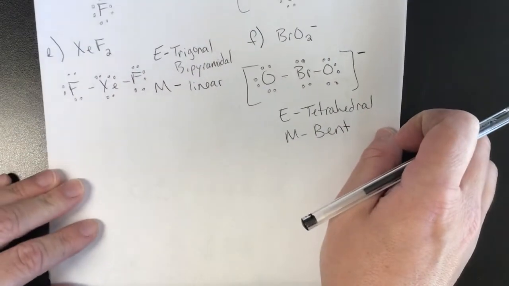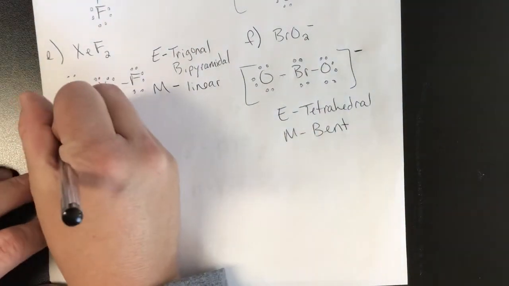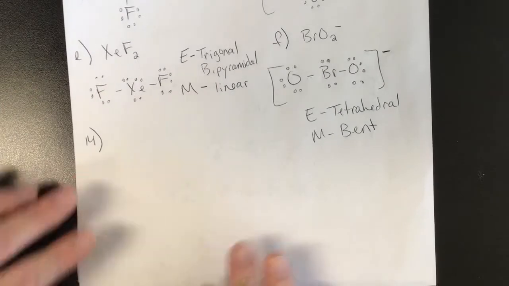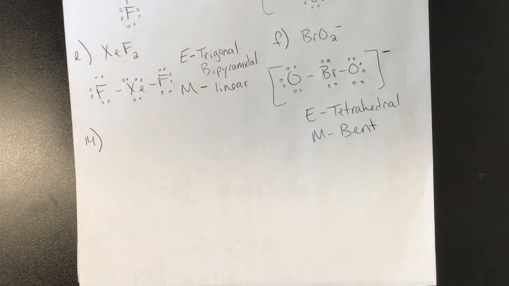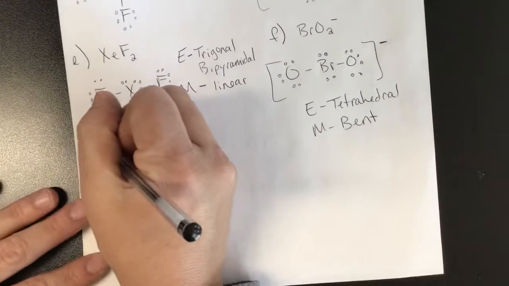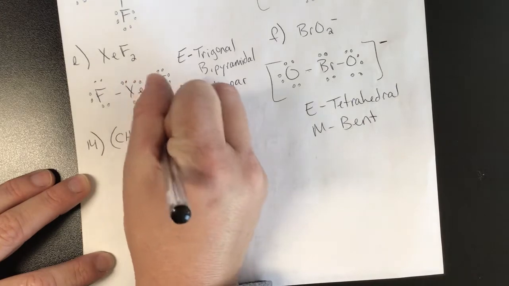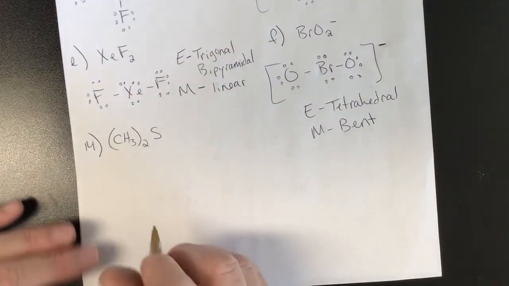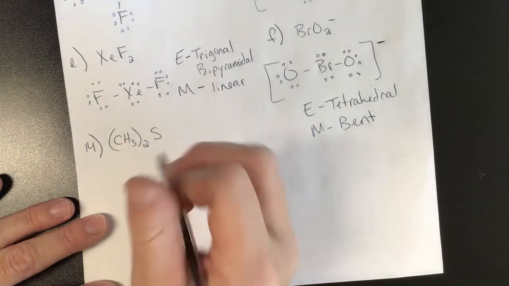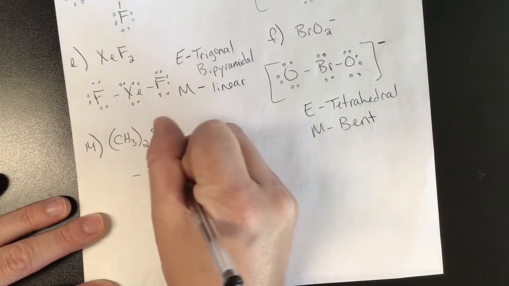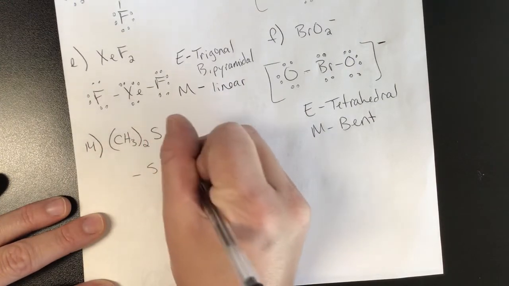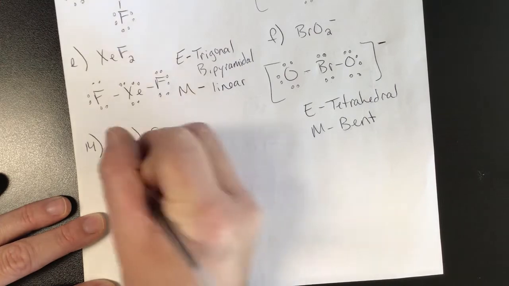Okay, now let's do number 14. Okay, 14 says, how many non-bonding electron pairs are there in each of the following molecules? So the first one we have is CH3, and it says 2s. So we have to draw that to figure out how many non-bonding pairs we have. So I'm not going to ask you to draw anything like this on the test, so don't worry about it.